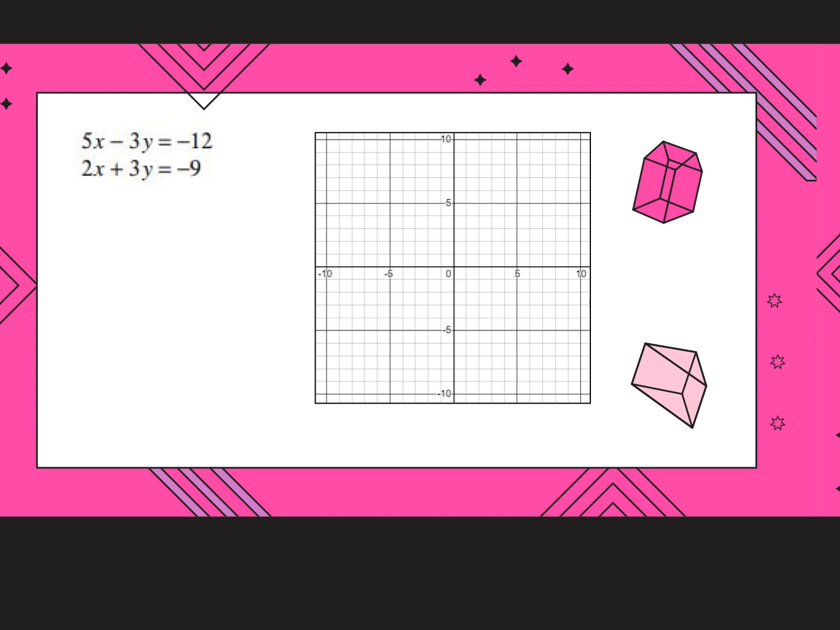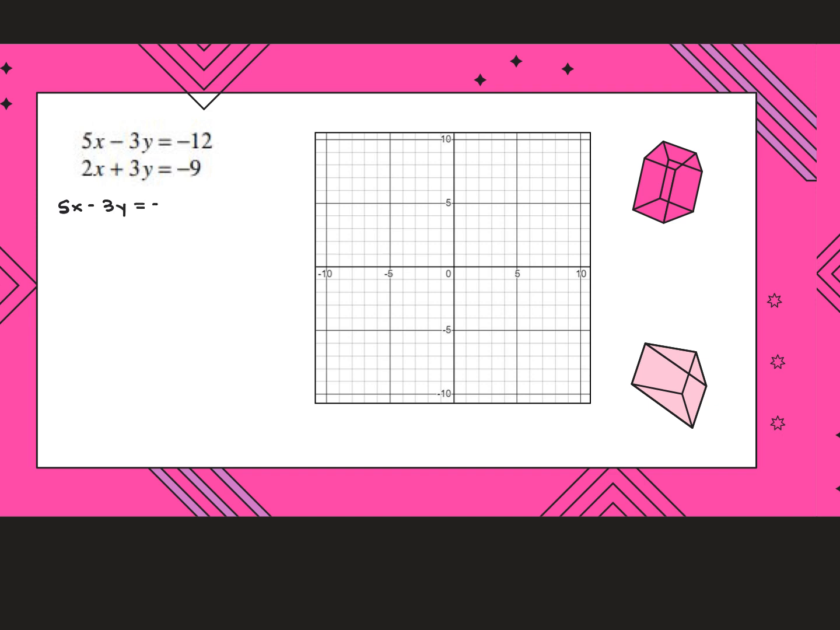All right, so now I want you to try this example on your own. So we have 5x minus 3y is equal to -12, and 2x plus 3y is equal to -9. So we're going to graph this in standard form, or we can transfer it into slope-intercept form. So I want you to try this example on your own. All right, now let's take a look at it.